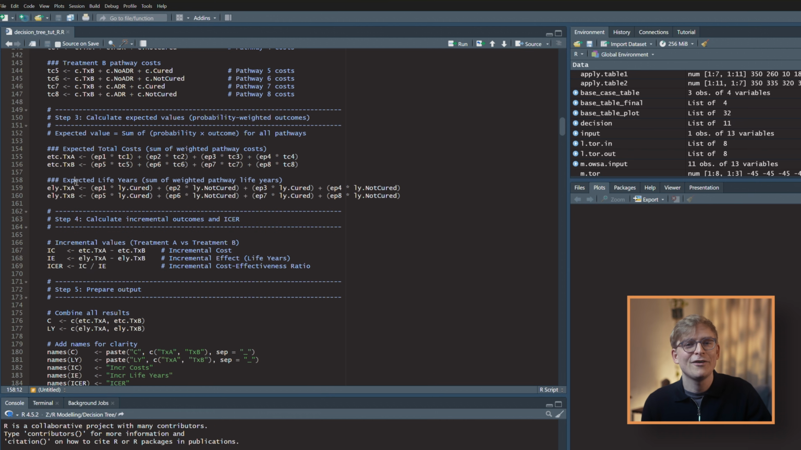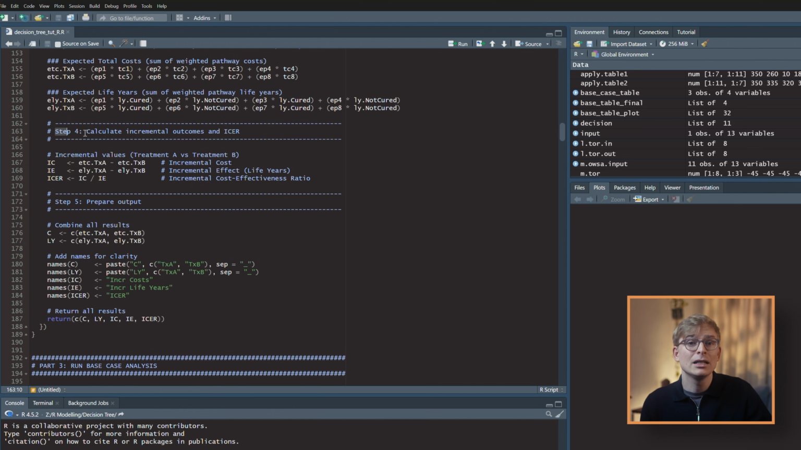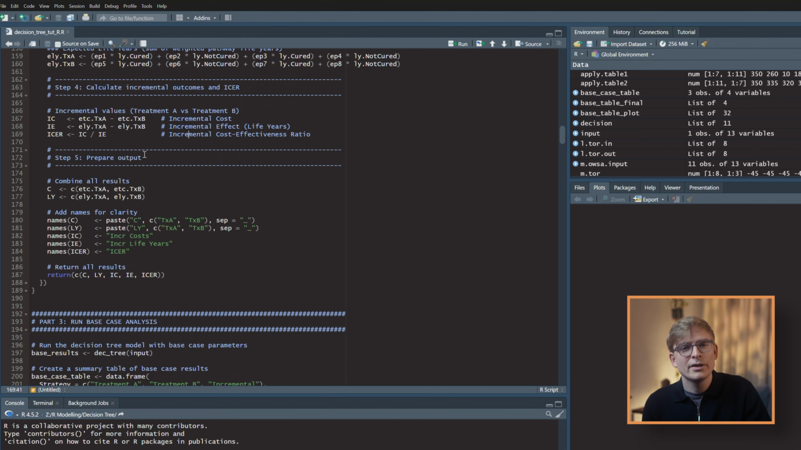In step 4, we're finally ready to calculate the ICER. For this, we must first calculate incremental costs. That's just expected total costs for treatment A minus expected total costs for treatment B. And then we can calculate the incremental life years. Again, expected life years for treatment A minus expected life years for treatment B. And we divide them to get our ICER. The ICER tells us for each additional life year gained with treatment A, how much extra does it cost?